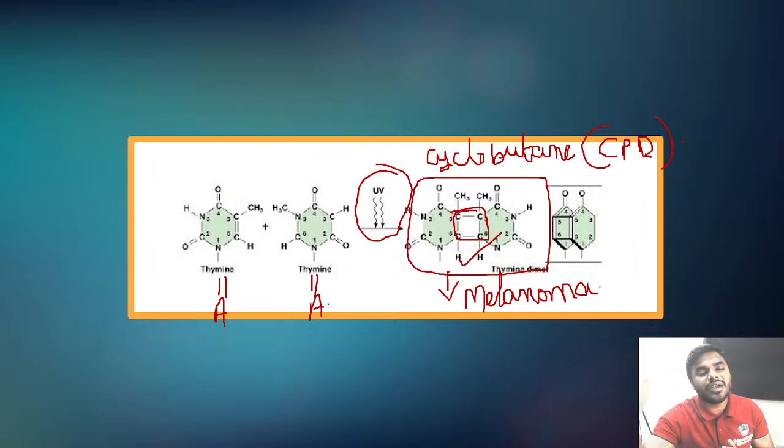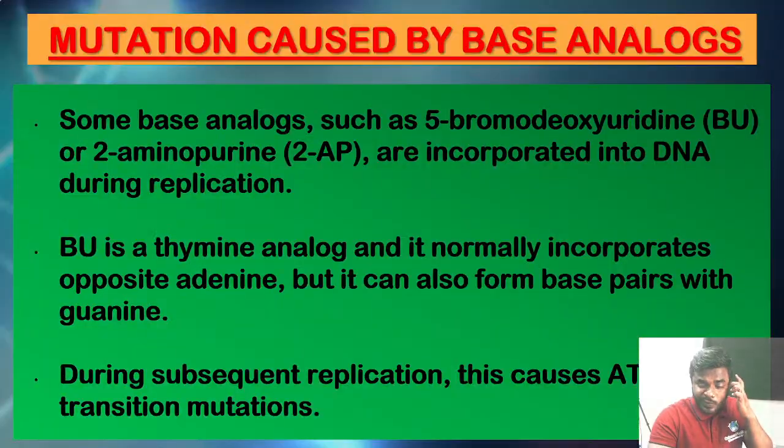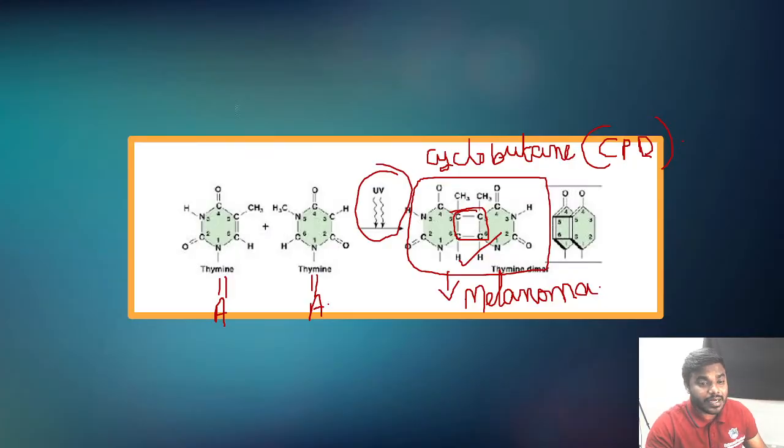So if the same genetic information passes to the next generation, it becomes permanent and it causes very dangerous kinds of mutations. So that's why we have to break this bridge and separate the two thymines, and we have to allow the two thymines to pair with the adenine. That's a simple one. So friends, till here we also discussed in the last class.